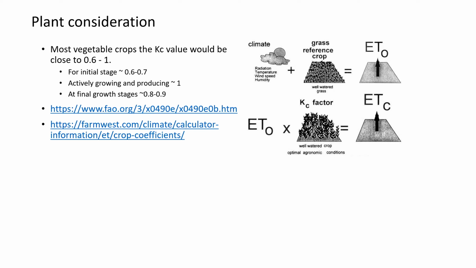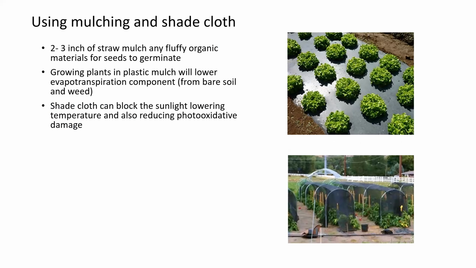Generally, for vegetable crops or fruit, in the initial stage when they are just growing, only 0.6 to 0.7, or 60 to 70% of evapotranspiration would be needed. But when they are actively growing and producing, it would be close to 1. In the final stage, it would be a little less. So we need to understand that.